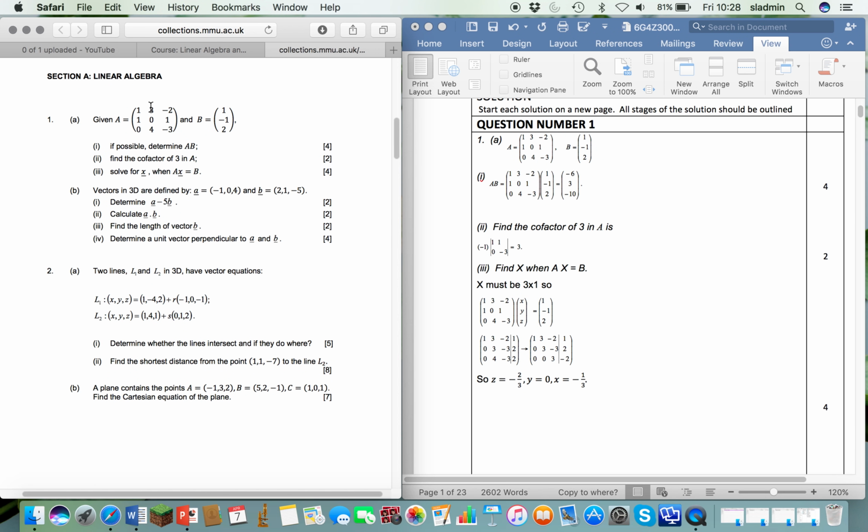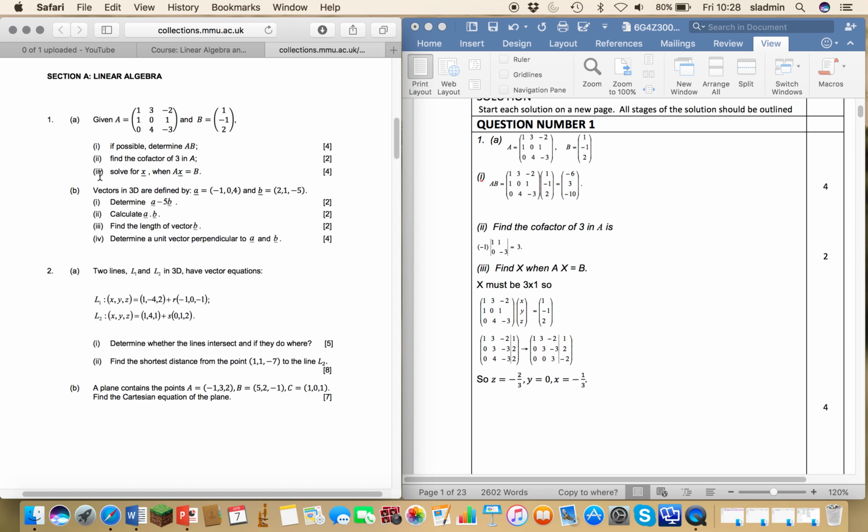For 1A part 2, we have to find the cofactor of 3 in the matrix A. So that means we delete column 2 and we delete row 1. That leaves us with a 2 by 2 matrix, 1, 1, 0, minus 3. We find the determinant of this matrix. And then, because this element is in row 1, column 2, 1 plus 2 is 3, so we multiply the determinant by minus 1. So that's going to give us minus 3 plus minus 0, so that's minus 3, and then we negate it, so that gives you 3. So the cofactor of 3 in matrix A is 3.